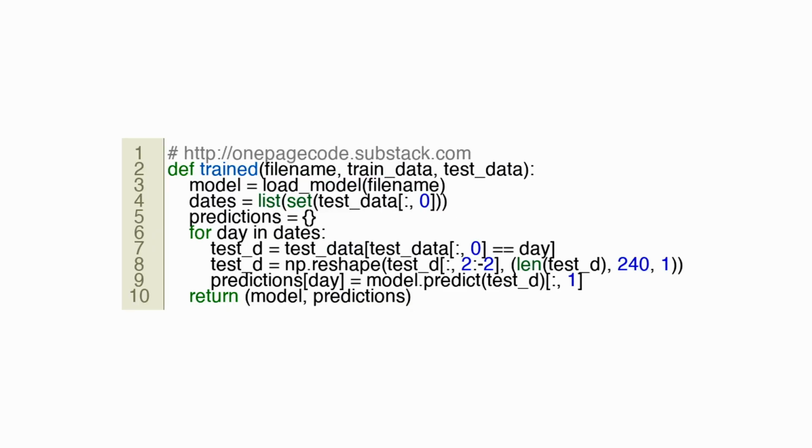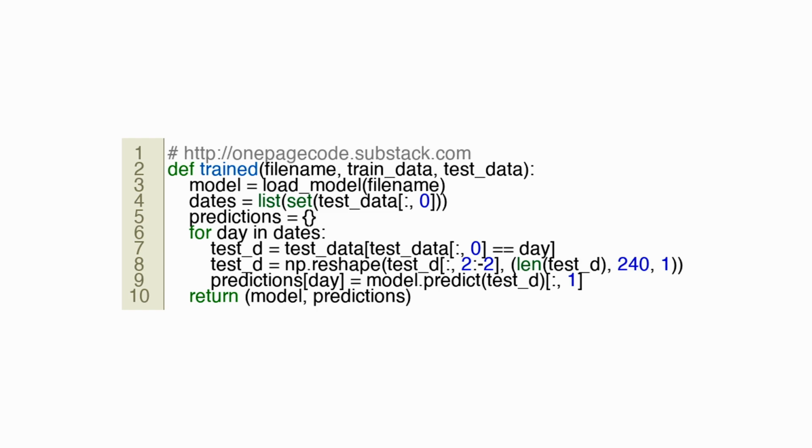This function takes in three parameters: file name, which is the name of a file, train data, which is a set of training data, and test data, which is a set of data used for testing. It loads a pre-trained model from the file and stores it in the model variable. It then creates a list of unique dates in the test data and stores it in the dates variable. Next, it creates an empty dictionary called predictions. Using a for loop, it iterates through each date in the dates list and selects only the rows from the test data that have the same date as the current iteration.